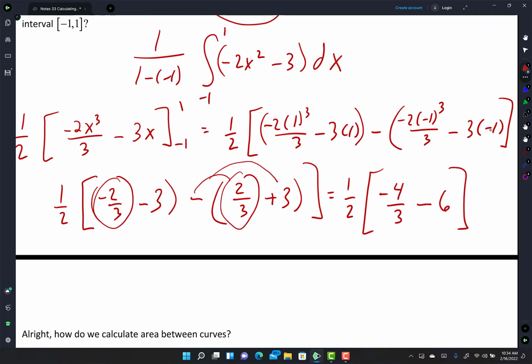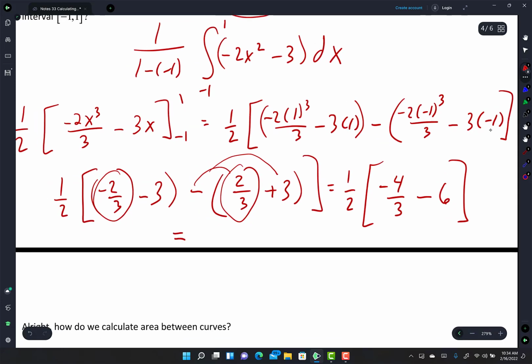I can actually leave it like that, but let's do better and just write it as one number. If it were free response on the AP exam, I would leave it like that. No big deal. Let's see. 1/2 bracket negative 4/3 minus 6 times 3. What's that? 18. 18 over 3. So 18 and 4, that's 22. Negative 22 over 3, but I see 2 goes into 22 11 times. So negative 11 over 3 is my final answer.